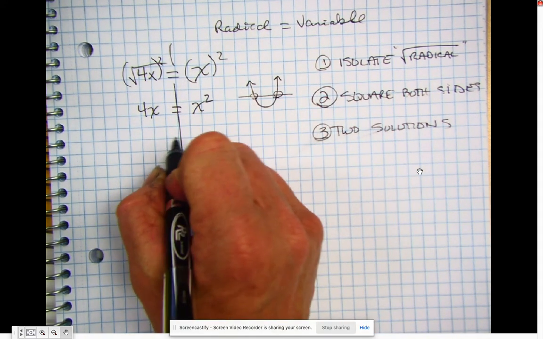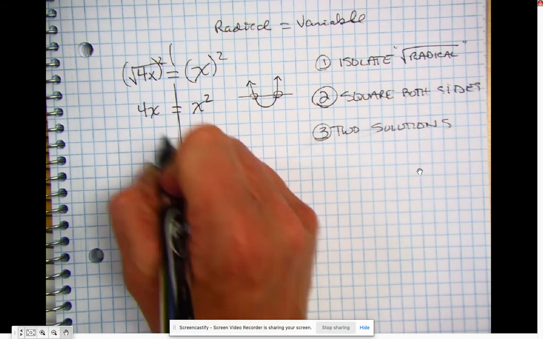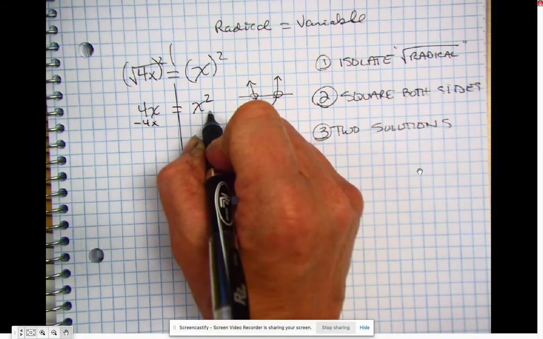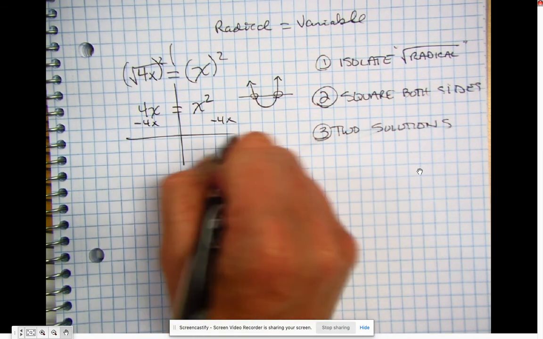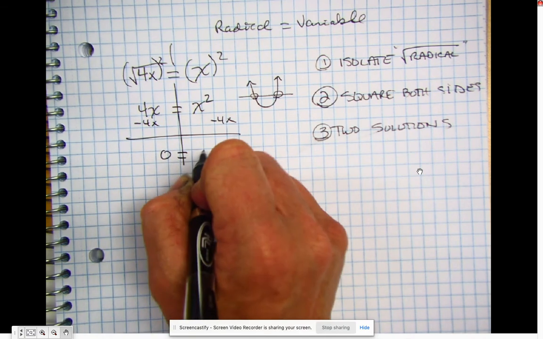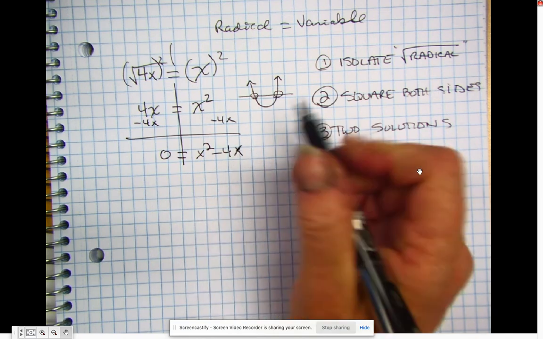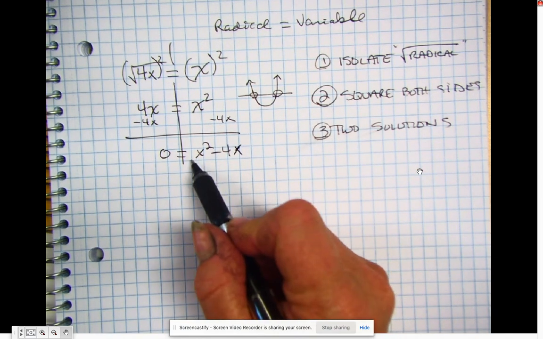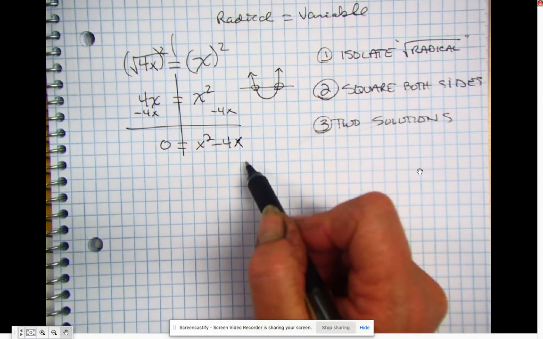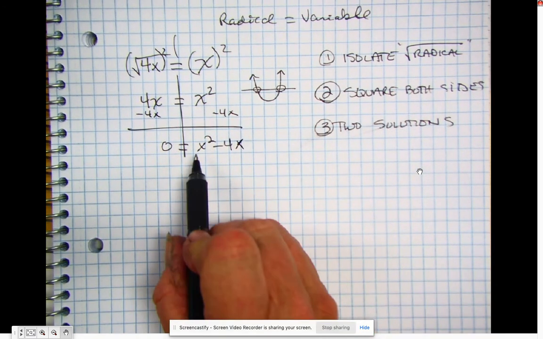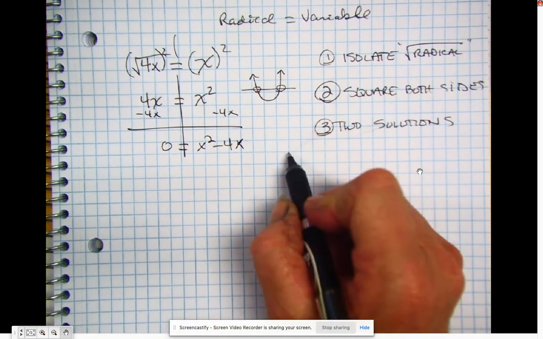But let's go ahead and move everything to one side. So I'll go ahead and move the 4x over. I'm going to subtract 4x from both sides. I'm going to go ahead and get 0 is equal to x squared minus 4x. Okay? Now, we didn't do a whole lot of this when we did factoring. We did some. But do you see that both of these have an x in common? I want to try and factor first.